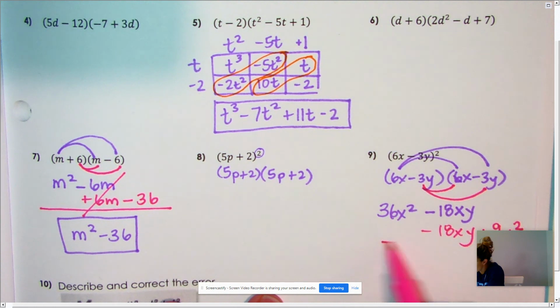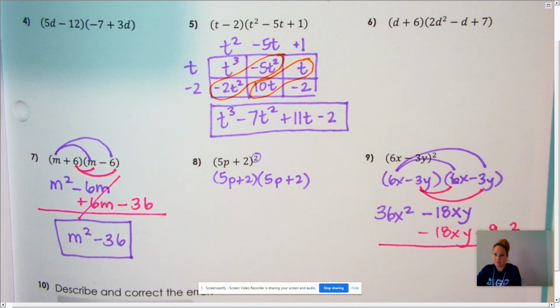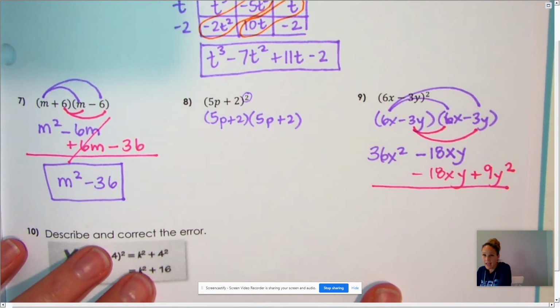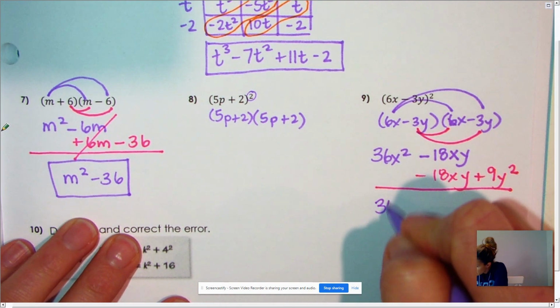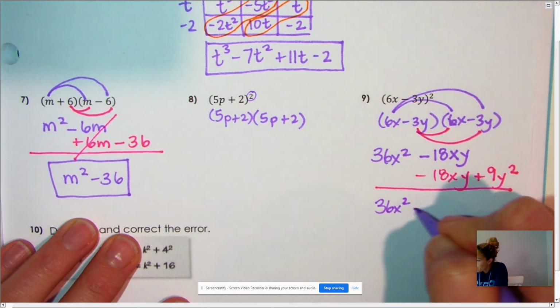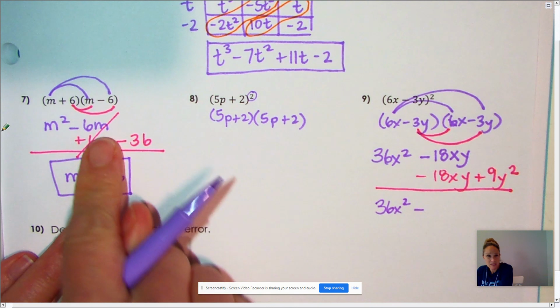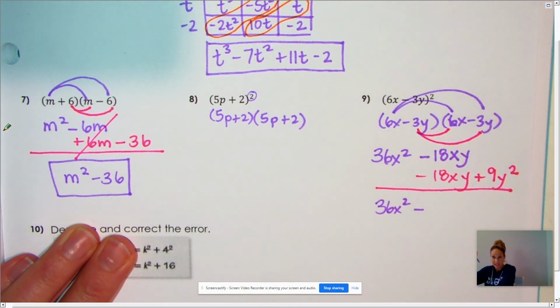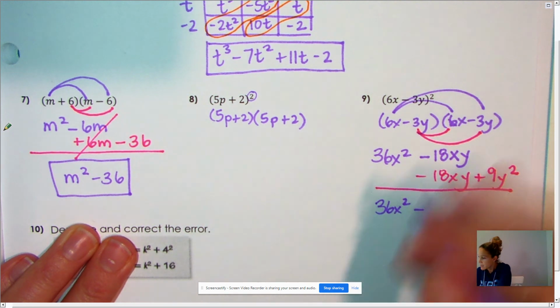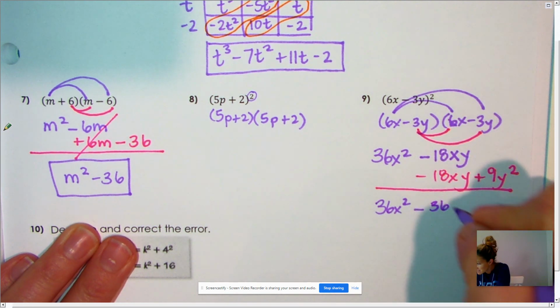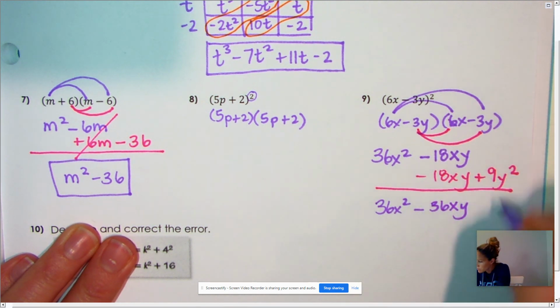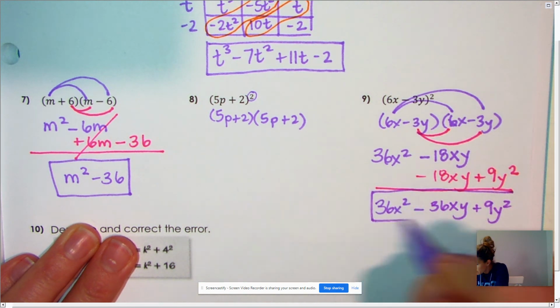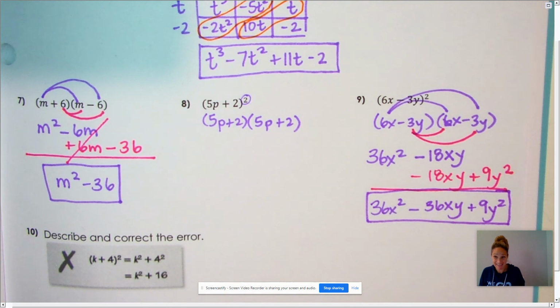Now I'm going to add those up and combine my like terms. Okay, so I have 36x squared. These ones don't cancel. Remember, these ones did because they were opposites. This just gives me more negatives. If I subtract 18 and I subtract 18 more, now I'm at minus 36xy, and then I just write this plus 9y squared at the end. All right, this has been a long one, huh, you guys?